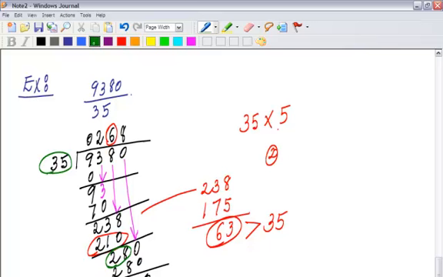Once again, remember that if I would have picked 7 here, then instead of getting 210, I would be getting a number bigger than 238. So I don't want to pick a number that, when I multiply it with the divisor, gives me something bigger than the previous line.